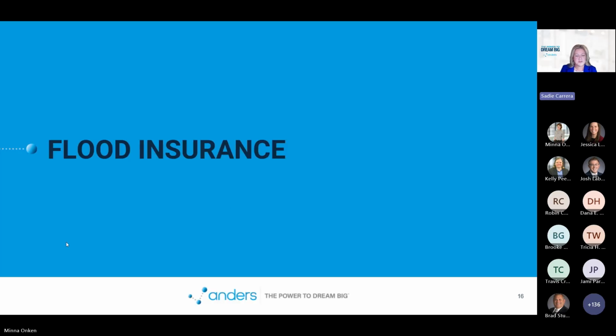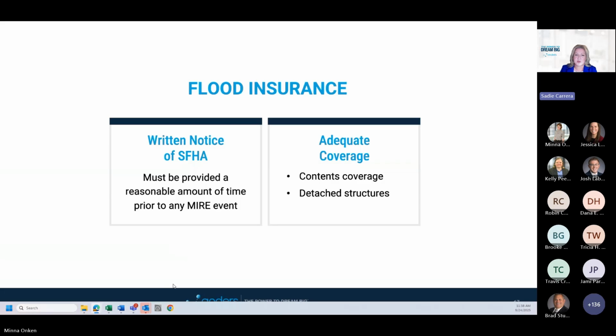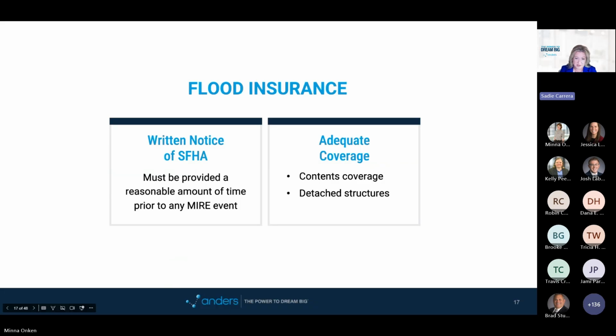And if we move right along to flood insurance, the FDIC has noted in their July 2025 edition of the Supervisory Highlights that violations in these two areas on the slide represented a whopping 45% of all flood insurance related violations cited in 2024. So those are the written notice of special flood hazard area and, of course, having adequate flood insurance coverage. Let's take a deeper dive on the next few slides.